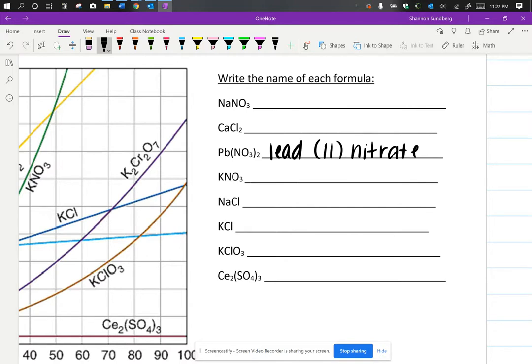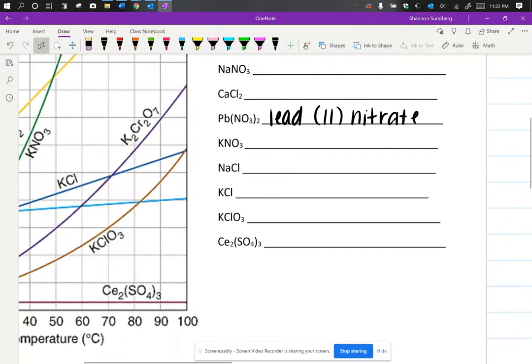KClO3. Lots of students will want to say potassium, chlorine, oxygen. Well, no. The ClO3, that's a polyatomic ion. So that is potassium chlorate. The ClO3 is chlorate.